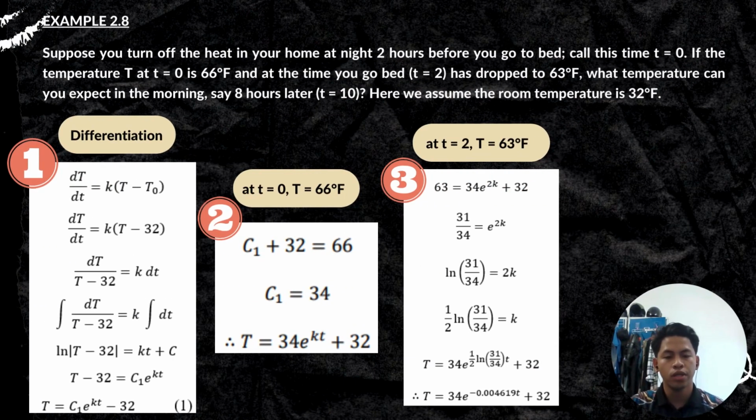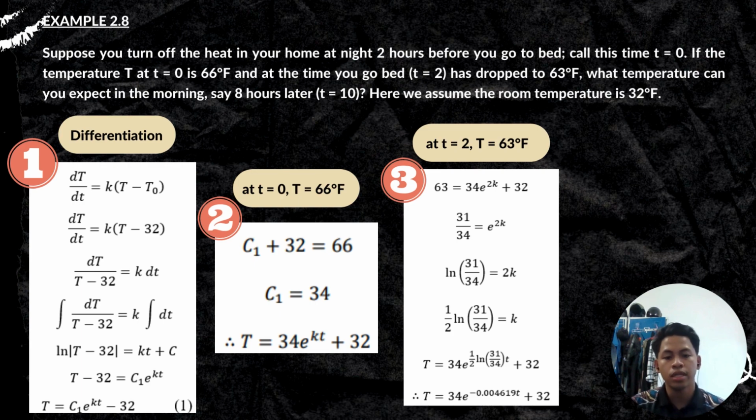So for the last question of this project, we want to find the temperature that can be expected in the morning. The first step is to use the same method as the first question, which is we will differentiate and also integrate until we get the first equation, which is T equals C e to the power of kt plus 32. And the second step, where at the time of 0 and the temperature is 66 Fahrenheit, we will get the value of C, which is 34.